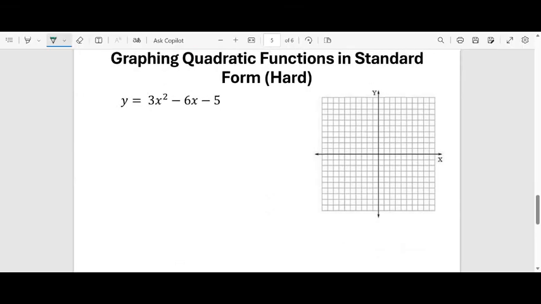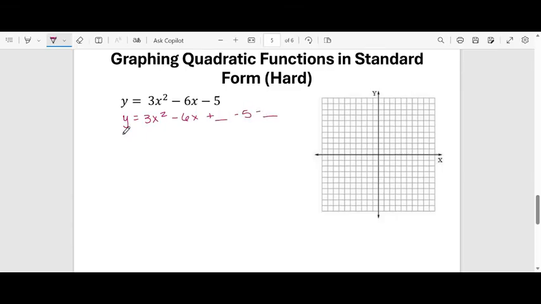All right, we have a slightly bigger coefficient. Our coefficient is 3. The bigger the coefficient, the skinnier our graph gets because it's getting stretched and stretched vertically. Let's go ahead and start by completing the square. So we'll say y equals 3x squared minus 6x plus a blank minus 5 and minus a blank. Then I can go ahead and take my 3 off of it. So I'll have 3 times x squared minus 2x plus blank minus 5 and minus a blank.